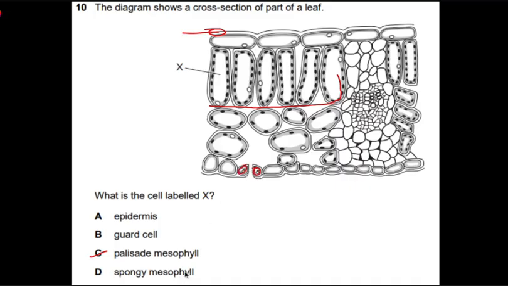Then the spongy mesophyll cell. The spongy mesophyll cell is this one here. As a bundle, we can say these are spongy mesophyll tissues. Then we also have the vascular transport here, where you're going to find the xylem at the center, surrounded by the phloem. So those are the things you need to know.